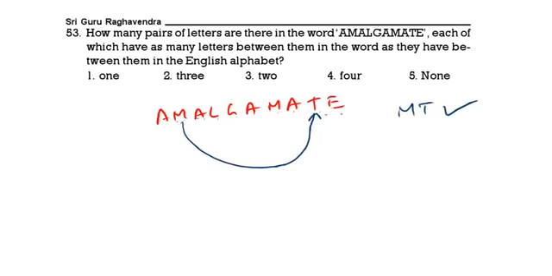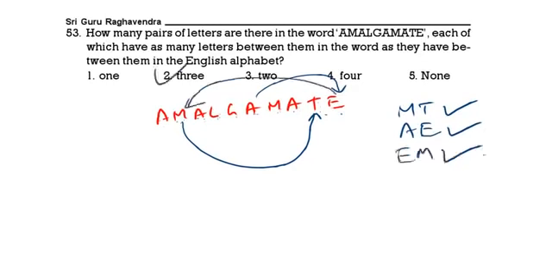Now A, B, C, D, E. Nothing. Here A, B, C, D, E. A, E. This is one pair. The second pair. Then E, F, G, H, I, J, K, L, M. E, M. E, M is the third pair. So totally we are getting 3 pairs.